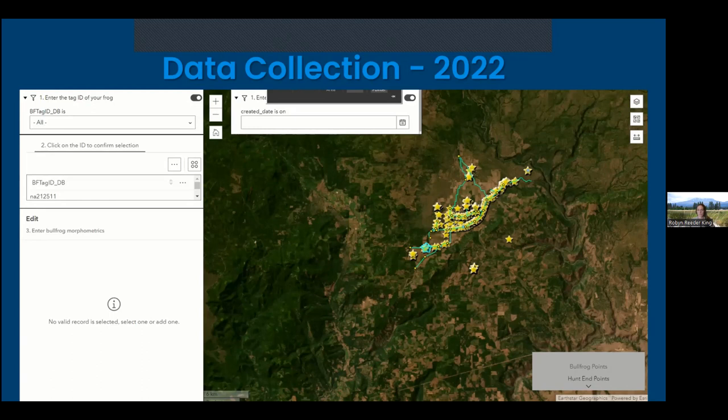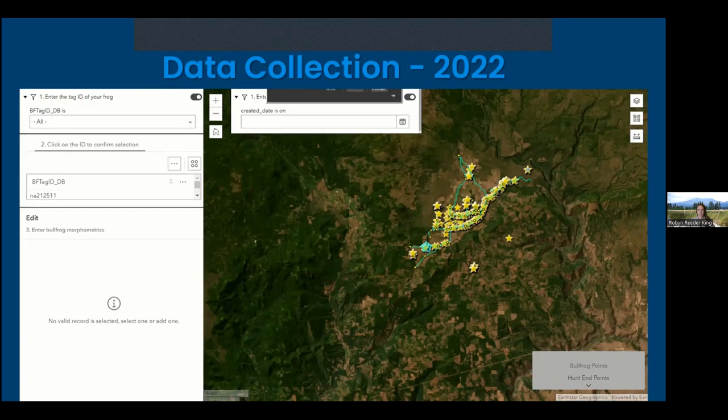So I will give a short demonstration of Experience Builder now, which you can see before you. If I came back from a night of hunting bullfrogs, I would first sync my data from Field Maps to AGOL. Once that data was synced, I would open up this application, Experience Builder, and this is what I would first see. This is the same map that is in Field Maps and where the crew was collecting data in the field. And all of these yellow stars represent bullfrogs caught in the 2022 field season.